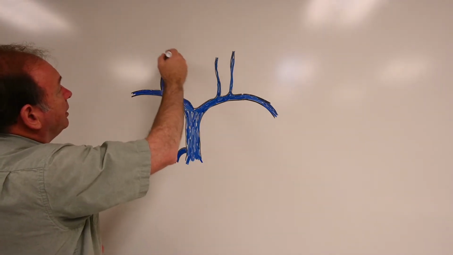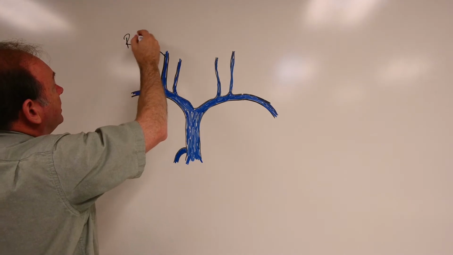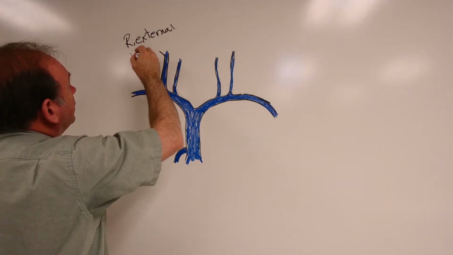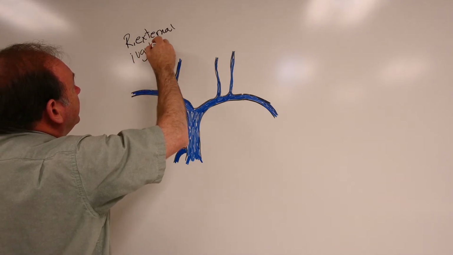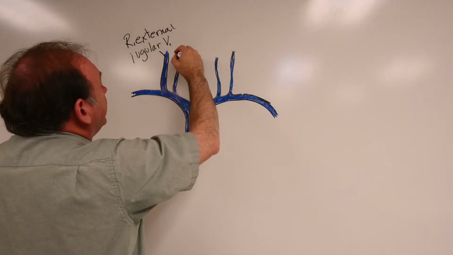So we'll start up here. Here's the external jugular. That would be the right side, so we're going to label it right external jugular vein. I'll abbreviate V for vein. And then there's a right internal.